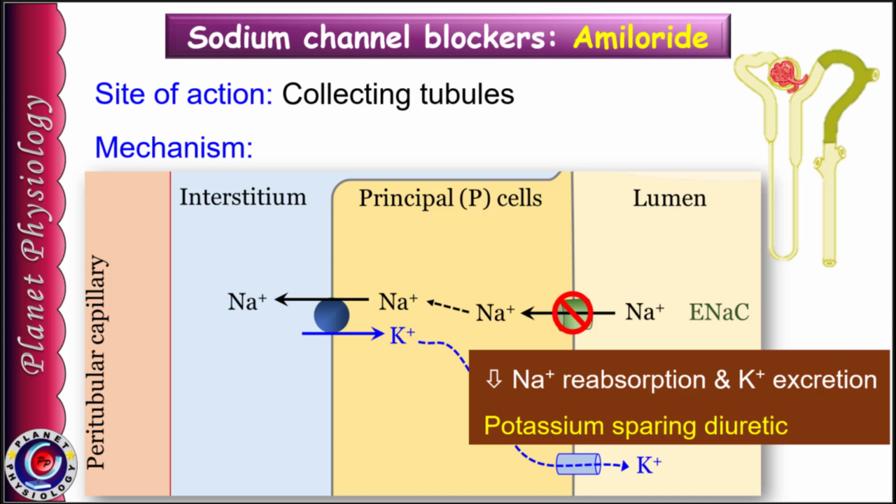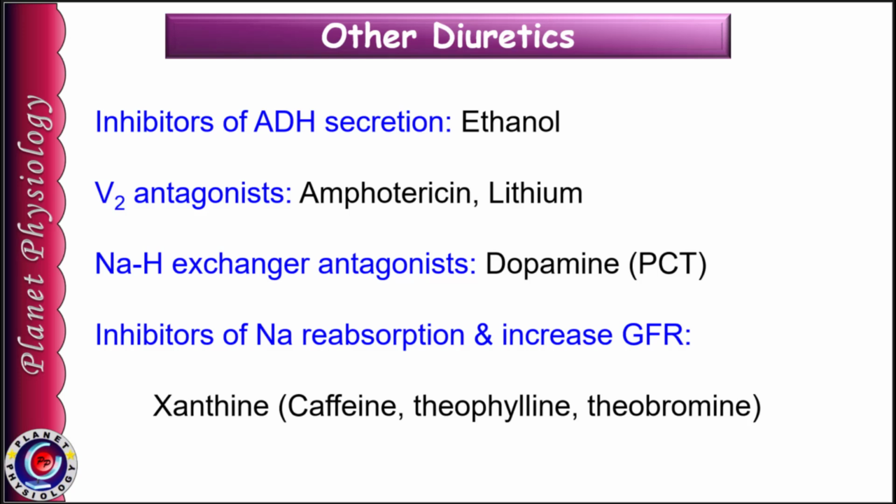Apart from these diuretics, other substances also induce diuresis. For example, ethanol inhibits ADH secretion leading to diuresis. Amphotericin and lithium act as V2 receptor antagonist and prevent action of ADH. Thus, they prevent water reabsorption leading to increase in water loss in urine. Dopamine acts as antagonist of sodium hydrogen exchanger in PCT. Xanthines like caffeine, theophylline and theobromine inhibit sodium reabsorption as well as increase GFR leading to diuresis.